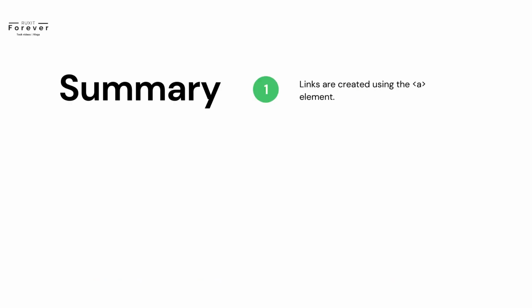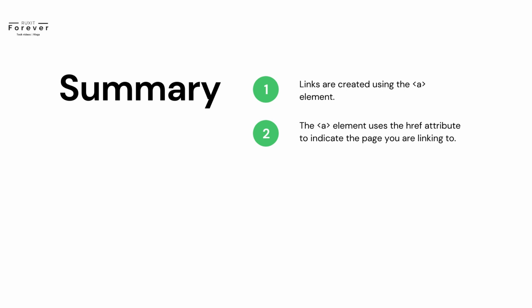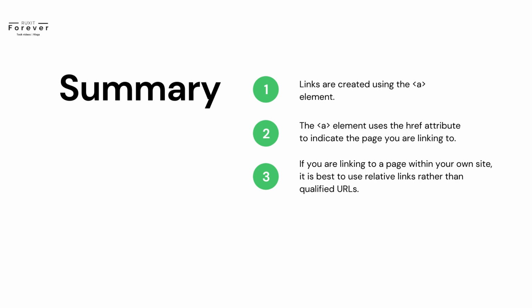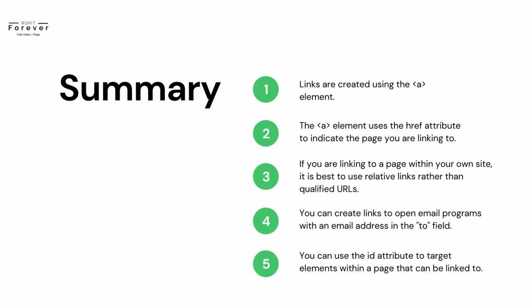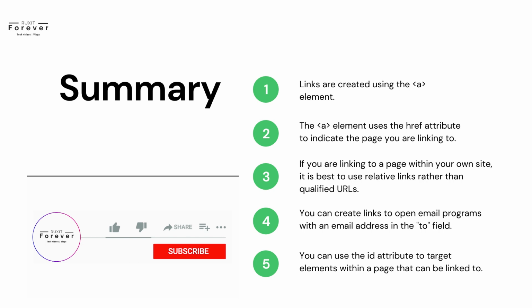Now it's time to recall the summary. Links are created using the a element. Second, the a element uses the href attribute to indicate the page you are linking to. If you are linking to a page within your own site, it is best to use relative links rather than absolute URLs. Then, you can create links to open email programs with an email address in the To field. You can use the id attribute to target elements within a page that can be linked to.